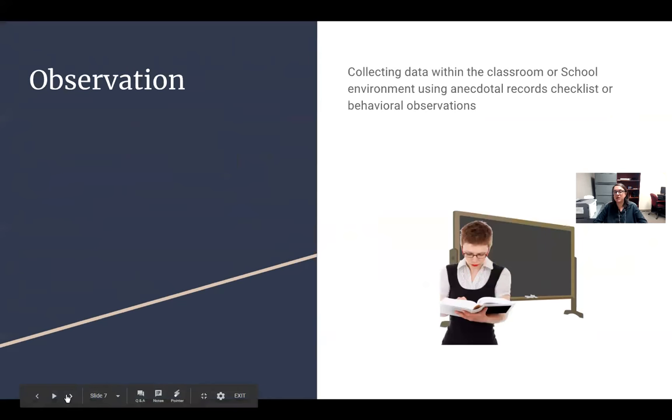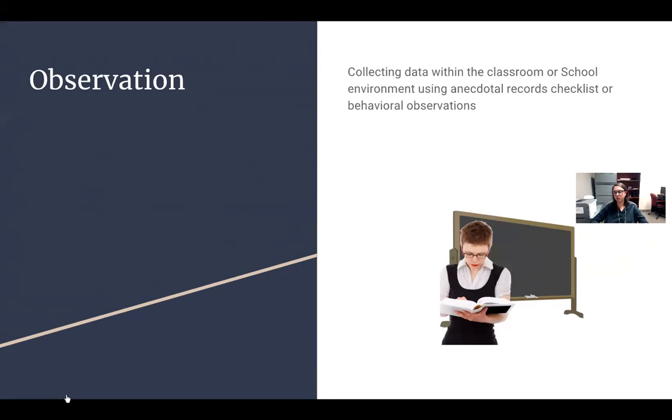Another form of assessment that we use is observation. That can be done through records, through watching children, writing down observations, or through checklists, or behavioral observations. There's a lot to do with observation. There's lots of different ways it can be used.